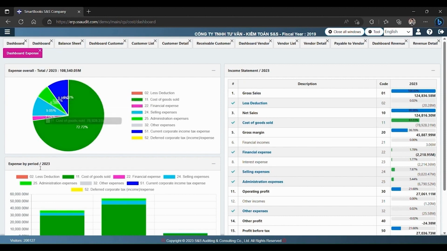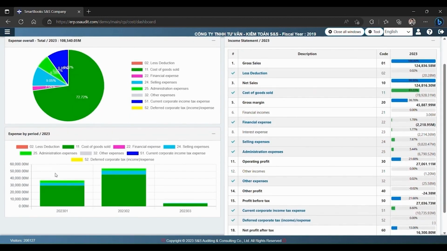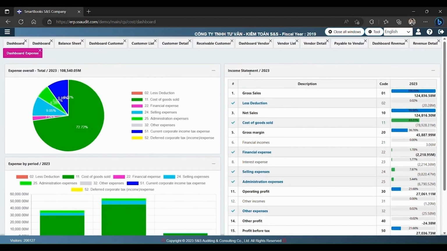Expense by period chart. Compare the cost components month by month. It could be click on the label of components to hide or show the components in chart. Income statement. Statement of income current year which highlighted the cost components.